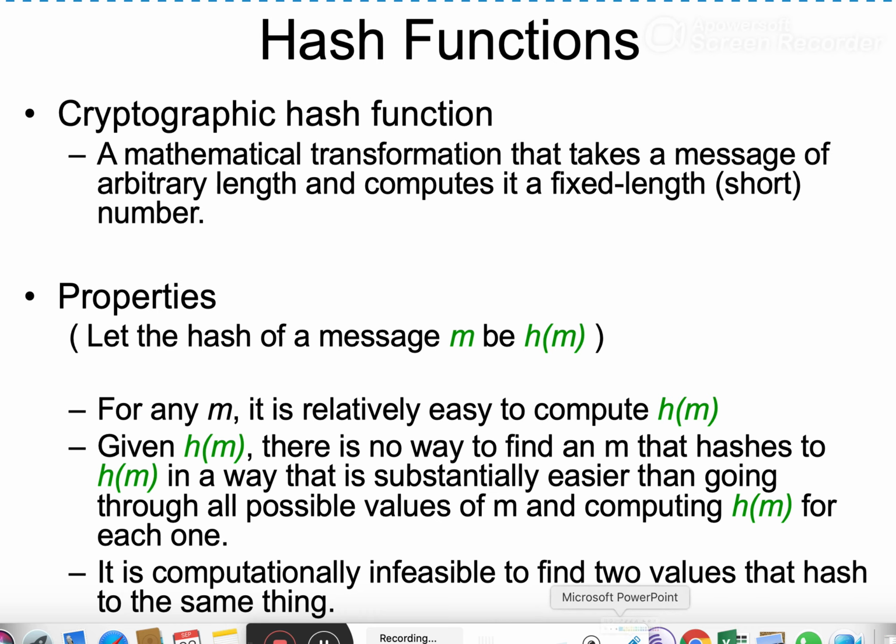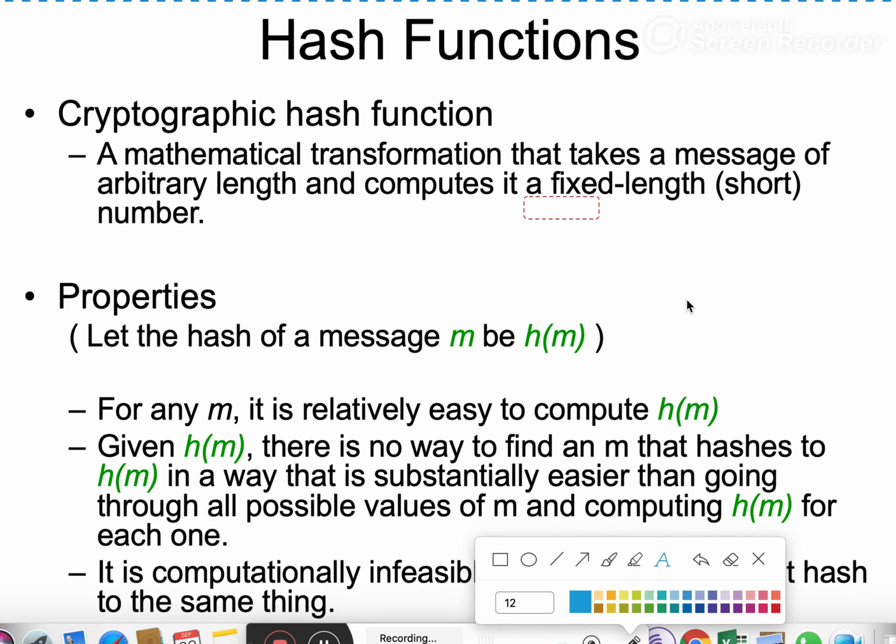Or we can say it like this. If I have M1 and M2 where M1 is not equal to M2, then we should not be able to find them such that H of M1 would be equal to H of M2.